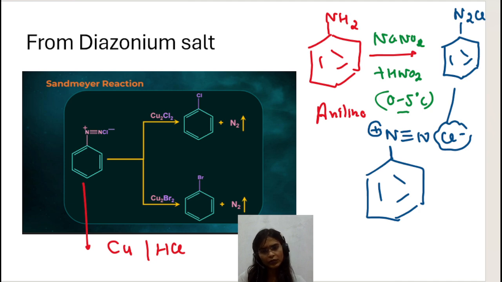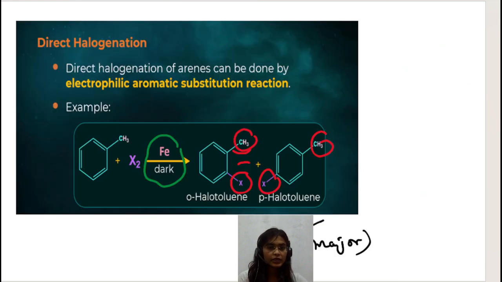But in the same reaction, if we are using only, it's very much important, only copper, no salt of the copper, only copper in the presence of some HCl or HBr, it is the same product we are getting. Again the chlorine is connected here, but this is a different reaction. What is the name of the reaction? It becomes the Gattermann reaction. So let me explain how about the Gattermann reaction.